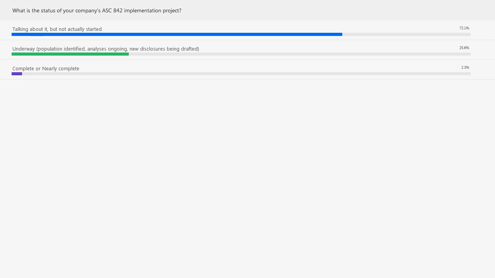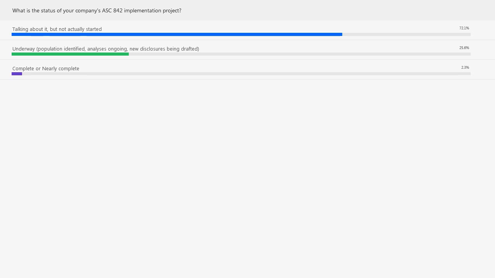So it looks like we got a decent amount of people. Hopefully, most of the private companies are the ones that are talking about it but not actually started, and public companies are at least in underway or complete or nearly complete, 1.3% of you. So obviously that tells us we've got a lot of work to do ahead of us, and that's okay. We're kind of used to that as accountants, it seems like, the last couple of years.